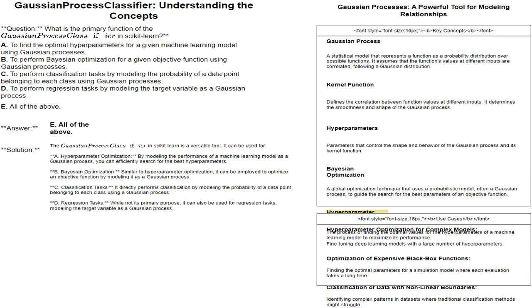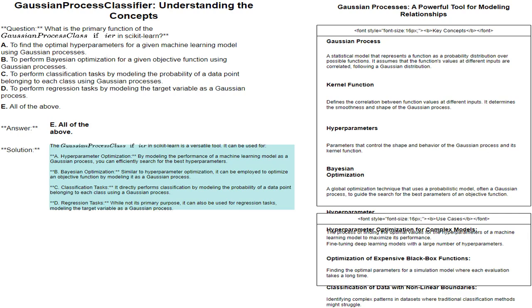The Gaussian process classifier can also be used for Bayesian optimization, using a Gaussian process to find the optimal input values of an objective function. B. Bayesian optimization, similar to hyperparameter optimization. It can be employed to optimize an objective function by modeling it as a Gaussian process. Bayesian optimization. Correct.